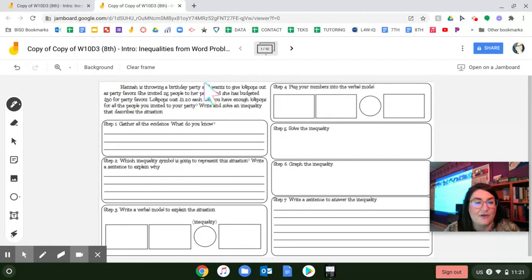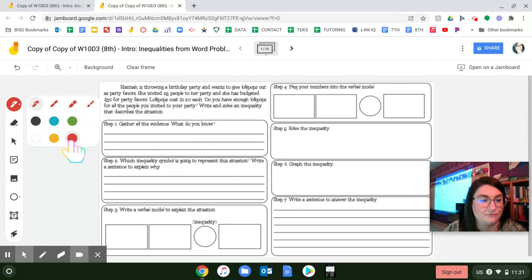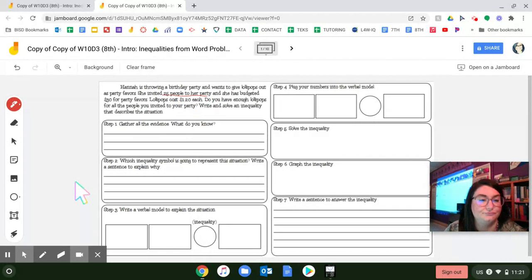Hannah is throwing a birthday party and wants to give lollipops out as party favors. She invited 25 people to her party. That seems important, so I'm going to underline that. She has budgeted $30 for party favors. That definitely seems important, her budget. And we know that lollipops cost $1.20 each. That seems important. Does she have enough lollipops for all the people she invited to her party?